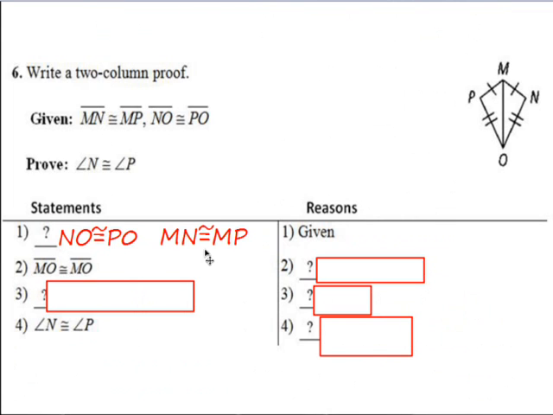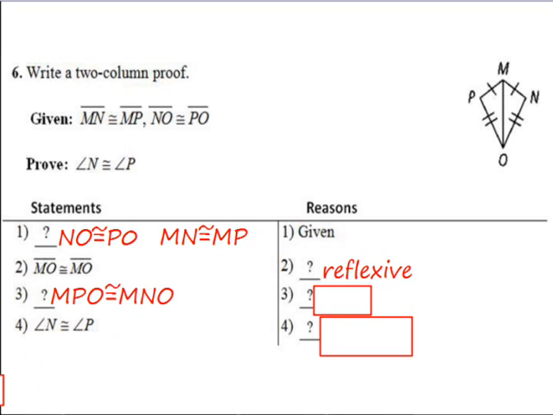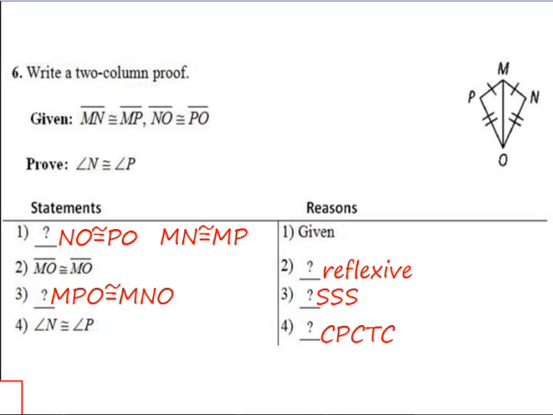Lastly, that's the given. That was pretty easy. MO is congruent to MO because of the reflexive property. Then I said that MPO, that the two triangles were congruent because of side, side, side. And lastly, N to P from CPCTC.